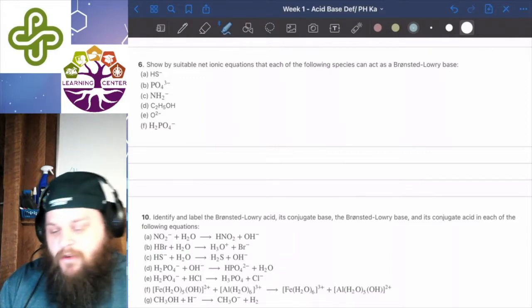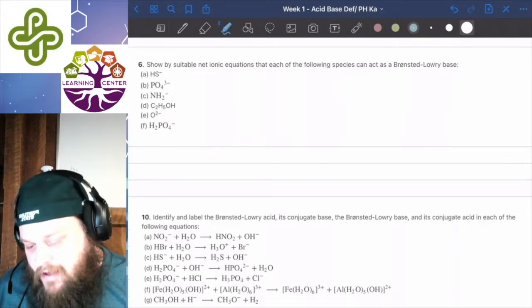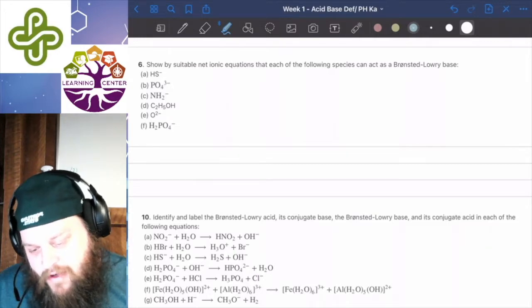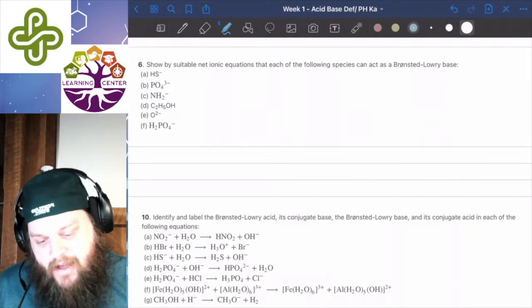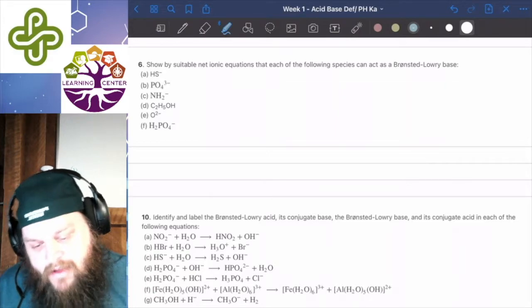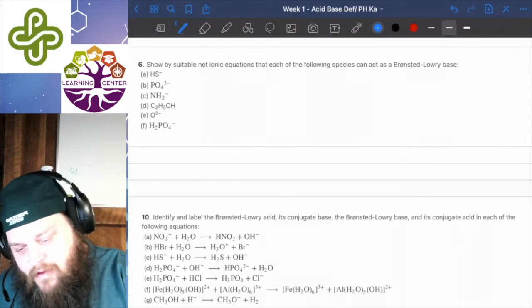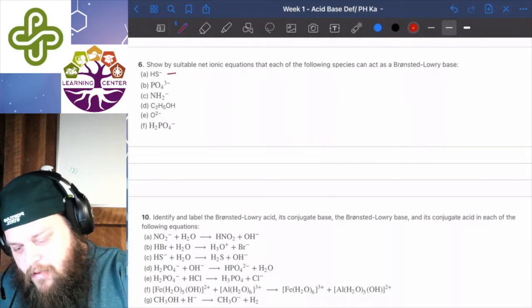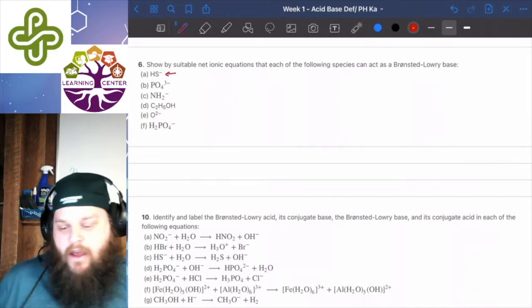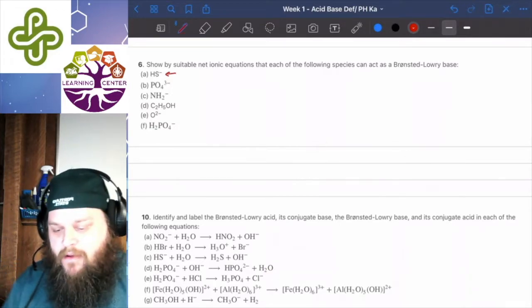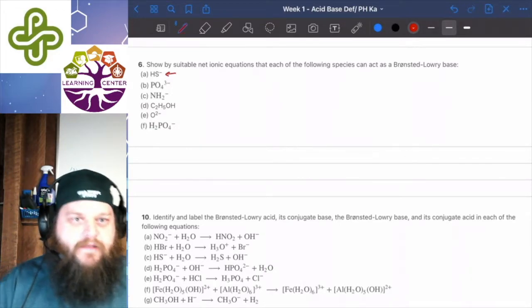So we'll start with number 6 from your textbook. It says, show by suitable net ionic equations that each of the following species can act as a Bronsted-Lowry base. So let's start with A up here. How would we write a net ionic equation for that one? Any guesses?